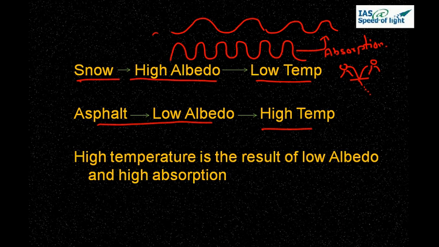Now opposite of this absorption is reflectance, and we call it albedo. Snow has a high albedo, that means it has a high reflectance value. So whatever light falls on snow, most of it will reflect. So less absorption results in low temperatures. Opposite of that, substances which have low albedo, that is low reflectance and high absorption, would tend to have high temperatures.